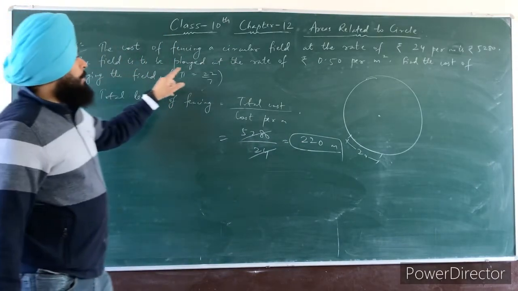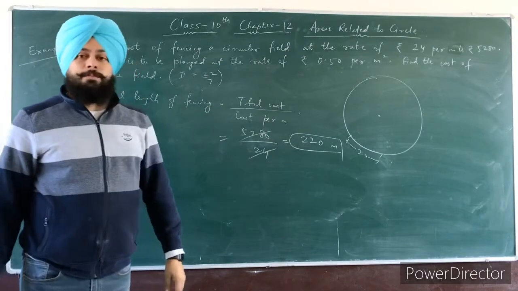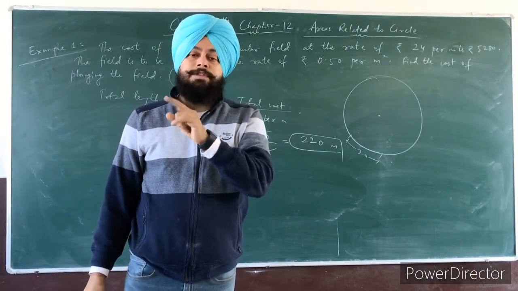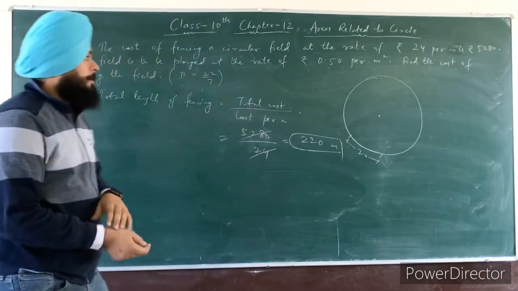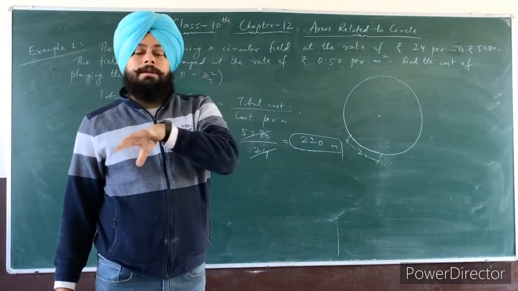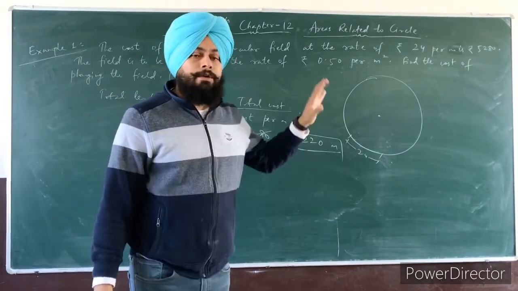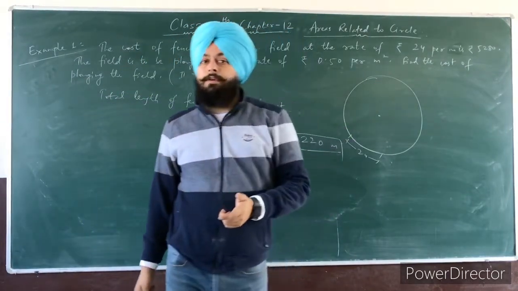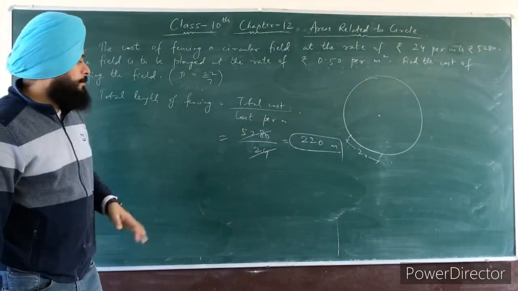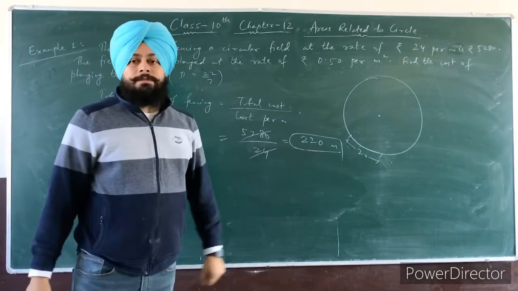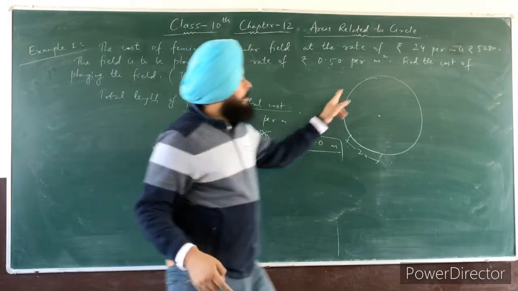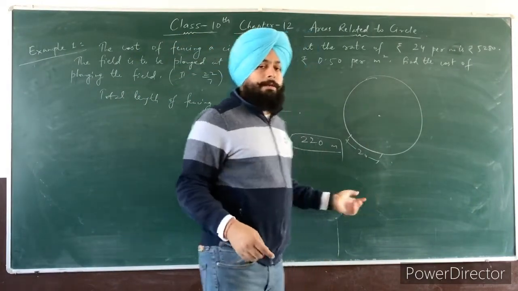So the cost of ploughing the field is at the rate of 0.50 per meter square. So per meter square cost is rupees 0.50. It means 50 paise. We have to find the total cost of ploughing the whole circular field. It means first we have to find the area of this circular field, and the area of circle is pi r square. So r is radius. So we can find the radius from this circumference of the circle. Because total length of fencing means circumference is 220.